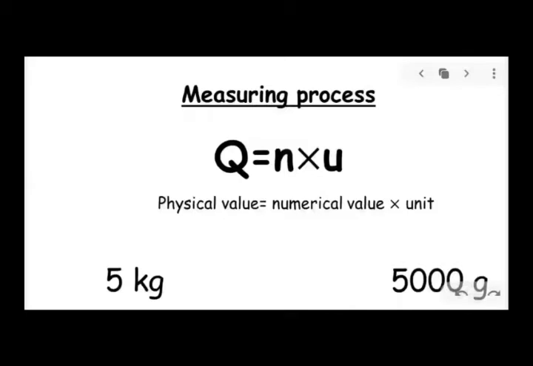Similarly, I can take the example 5000 grams. Again, in this case, this 5000 represents my numerical value and this g represents my unit. Clear? Now note your 5 kg and your 5000 grams are the same. Fine. So how are they the same? It is the same because it is measured in different unit systems. Now these, kg and grams, are your general units.